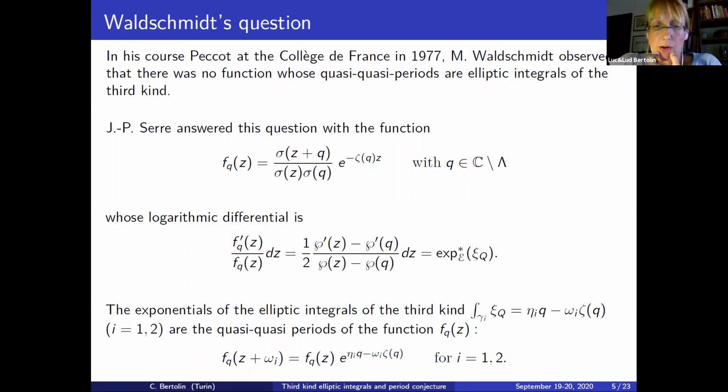This means that f_q(z plus ω_i) is equal to f_q(z) multiplied by the exponential of (η_i q minus ω_i zeta(q)). So in this case, the elliptic integrals of the third kind are not really periods, but I have to take the exponential. This is the difference with the elliptic integrals of the first and second kind.